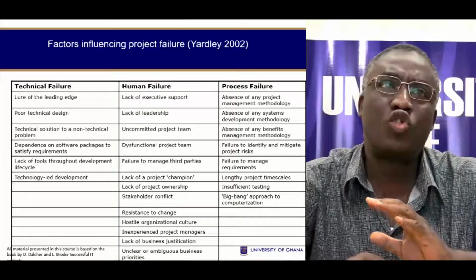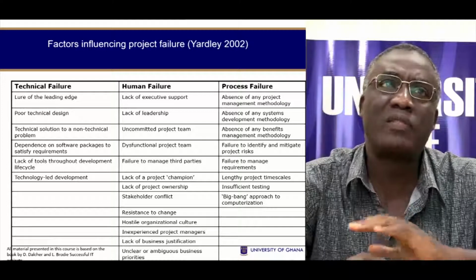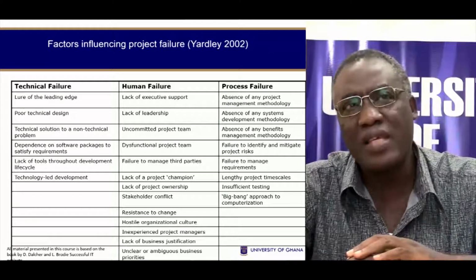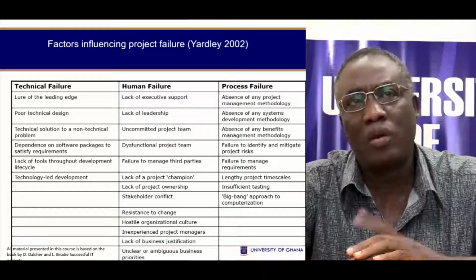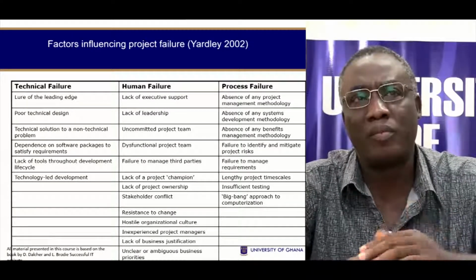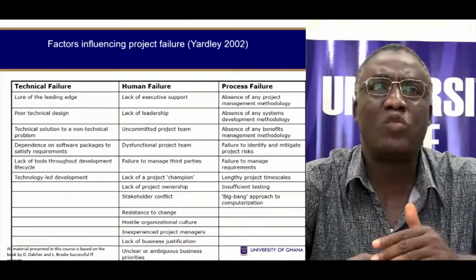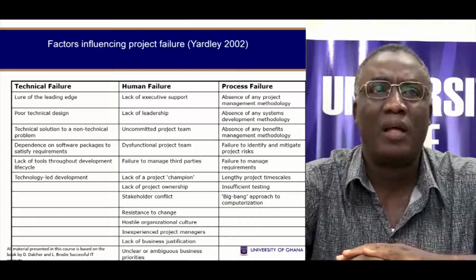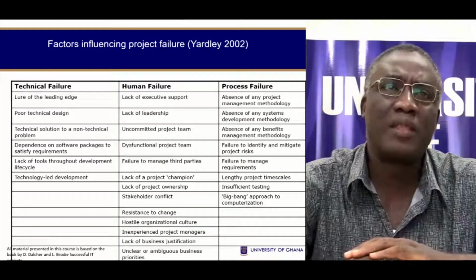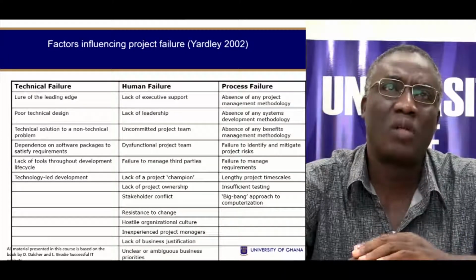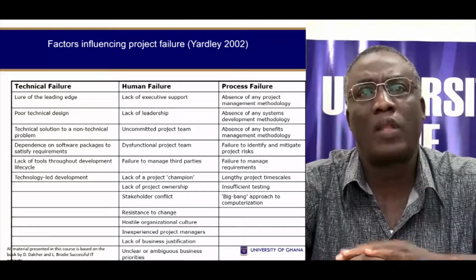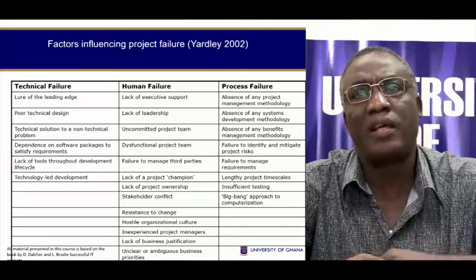The table here shows you the categorization of these failures. So technical failure could include things like the lure of the leading edge. What does it mean, the lure of the leading edge? Poor technical design. What does that mean? A technical solution to a non-technical problem. Dependence on software packages to satisfy requirements. Lack of tools throughout the development lifecycle. Technology-led development. These are all examples of technical failures or failures that can be attributed to technicalities. Then, of course, there will be human failure. What are they? And then also process failure.